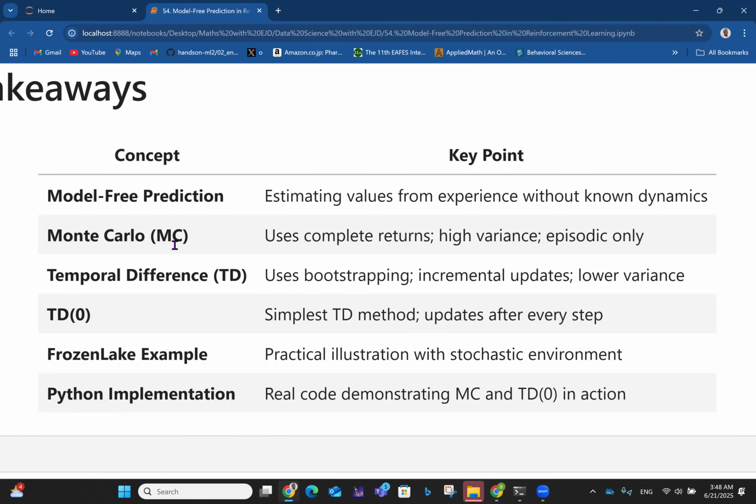Then for temporal difference at zero, we have the simplest TD method, which updates after every step. Then we have the frozen lake example, which is a practical illustration with a stochastic environment. Working on a frozen lake, of course, that comes with great skill and probably difficulty. Then Python implementation, so yeah, we had real code demonstrating both Monte Carlo and the temporal difference prediction in action. So with this, we come to the end of that video.